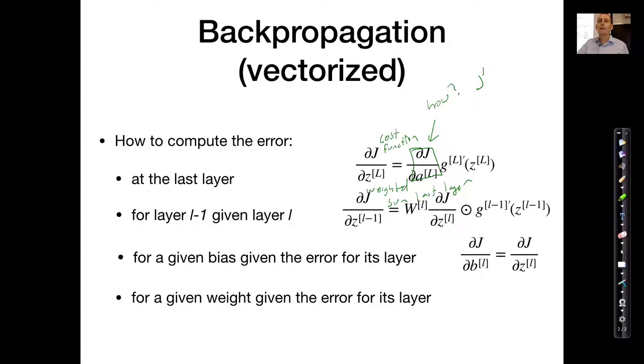And then the bias is just equal to the error of the weighted input, and the error for a particular weight is equal to our activation for the previous layer times the derivative, where I was missing a transpose in previous slides.